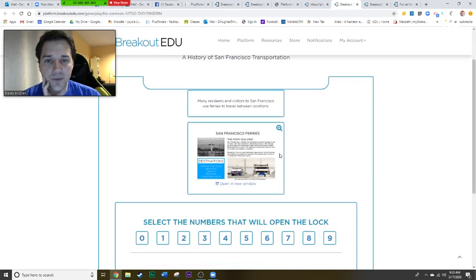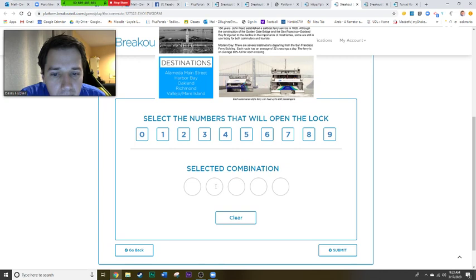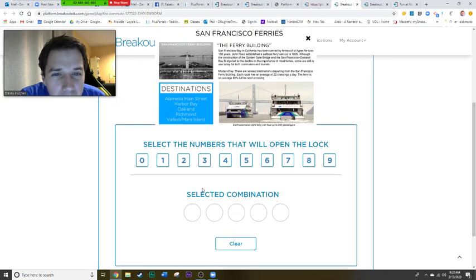So here's a history of San Francisco transportation. Oh, good, it's so small. I have to select the numbers that will open the lock. San Francisco Bay in California has been served... So we have 1826, 150 years, 22 crossings, 80% full. So let's see. We have a 5-letter lock, or 5-number lock.